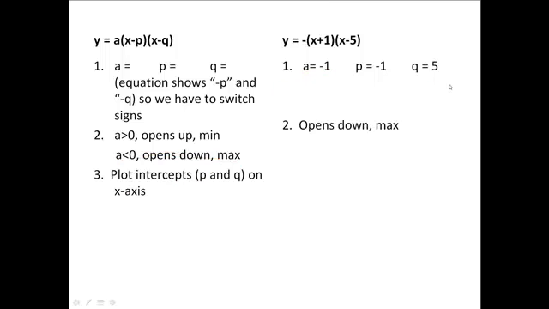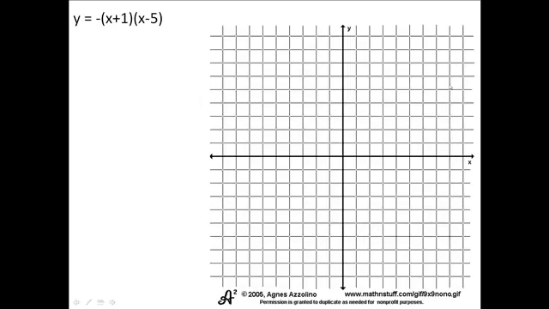Okay, our next step gets us to the actual intercepts. The x-intercepts are just going to be our p and q, which are negative 1 and 5. So our x-intercepts are negative 1 and 5. So if we go to our graph, negative 1 and 5, x-intercepts, that's on the x-axis, negative 1, and that's our origin, so 1, 2, 3, 4, 5. There's our point there.